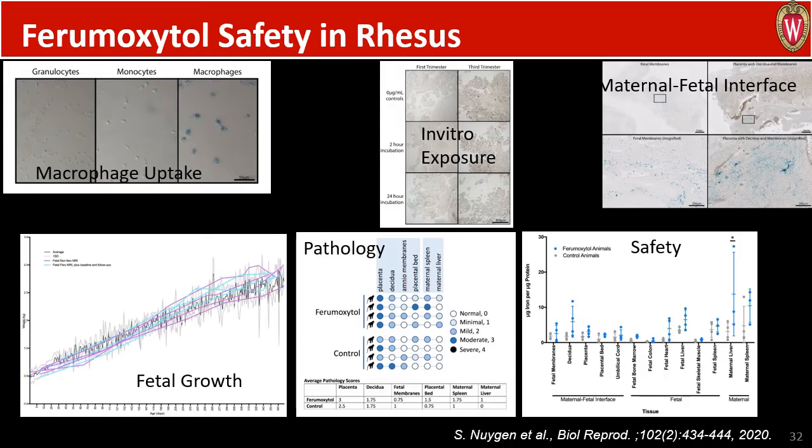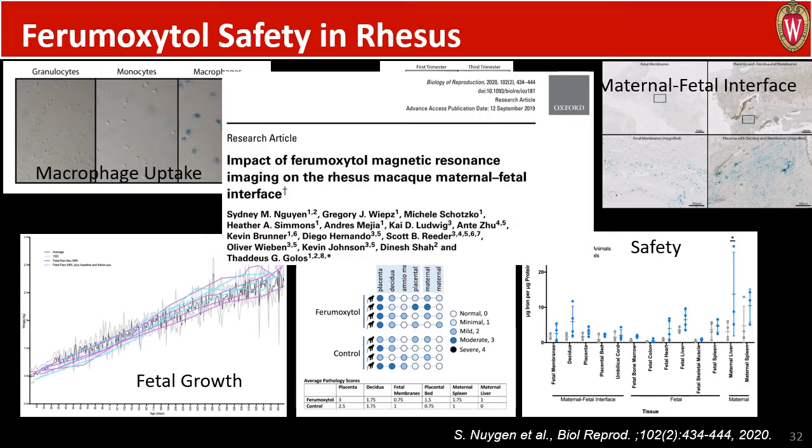In a thorough safety study in the rhesus macaque, we assessed the fetal-placental unit and selected maternal tissues, pregnancy outcomes, and fetal well-being after ferumoxytol administration. We found that iron levels in fetal and maternal-fetal interface tissues did not differ between animals with or without exposure to ferumoxytol, and there was no significant difference in tissue histopathology and no effect on placental hormone secretion.